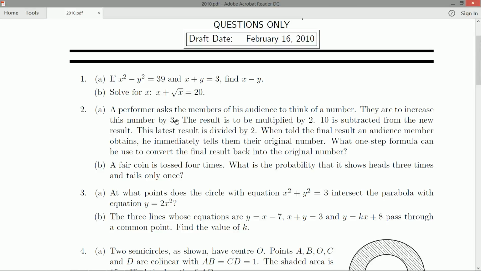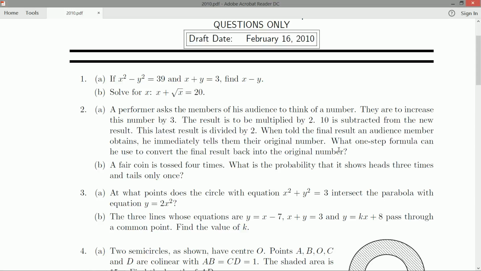They are asked to increase this number by 3, the result is to be multiplied by 2, 10 is subtracted from the new result, this latest result is divided by 2. When told the final result an audience member obtains, he immediately tells them their original number. What one-step formula can he use to convert the final result back into the original number?